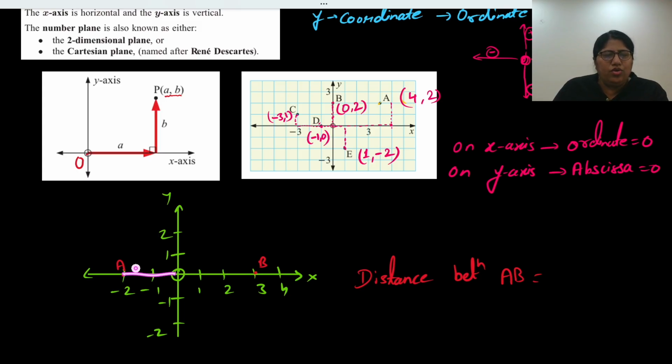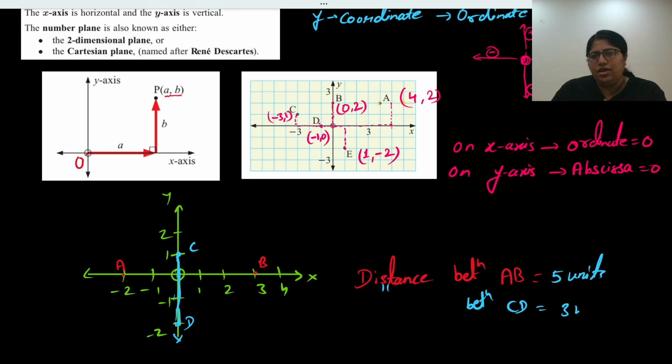From 0 it is 2 units, right? And 0 to 3 it is 3 units. So altogether what is going to be the distance here? Distance is going to be 5 units. Similarly, if I take any point on the y-axis, say point C and this point D, what is the distance between CD? Because it is on the y-axis, the distance is never taken negative, it is always positive, so in total it is going to be 3 units.